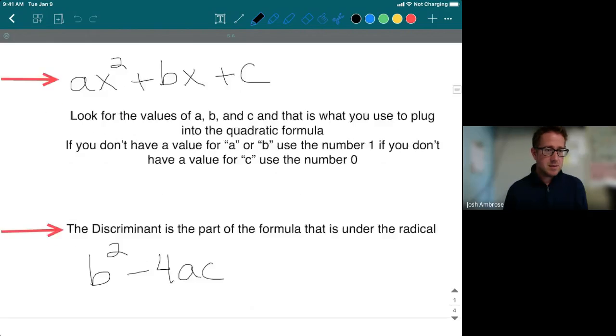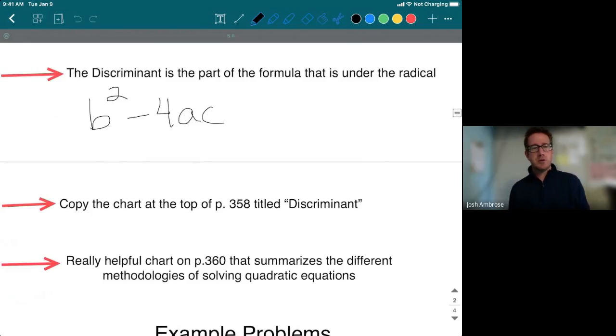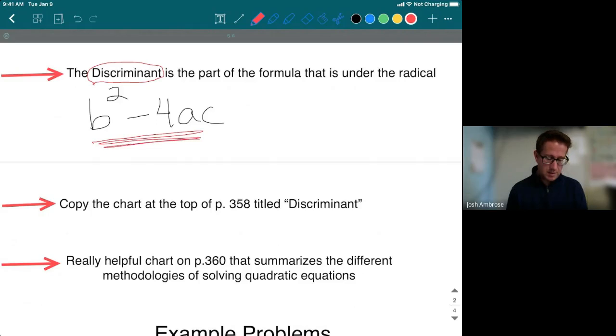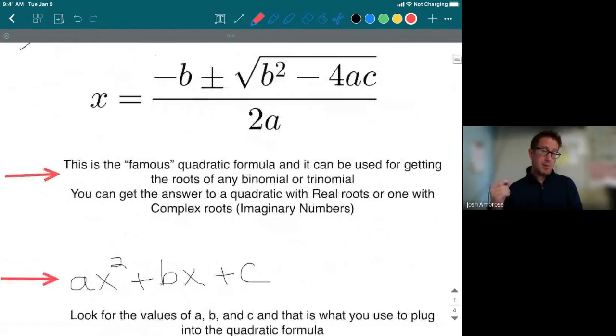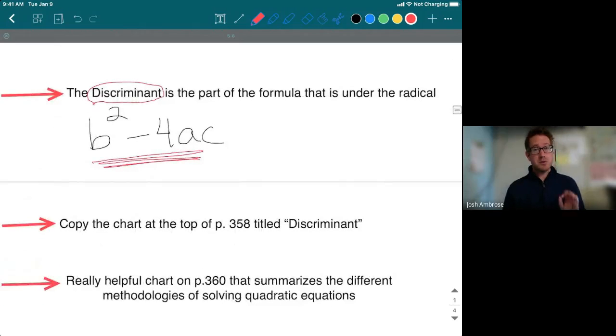The next thing we're going to talk about is the discriminant. This is one of the terms that they use throughout this section. We're talking about this guy right here. The discriminant is this equation, which, if we go back up to the quadratic formula, is the part that's underneath the radical. But you will notice the discriminant does not use the radical.